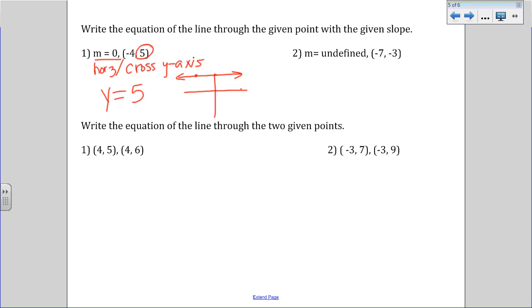For number 2, it's undefined slope, which means it's vertical, and that it crosses the x-axis. Ladies and gentlemen, these little notes I'm writing down are things that you should be writing down. The first time doing this, you need to have something to take your thoughts back to. So get these little notes I'm writing down. Because it crosses the x-axis, it has to be x equals, and we have x equals -7.